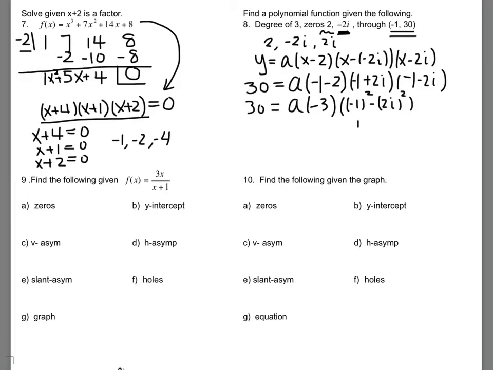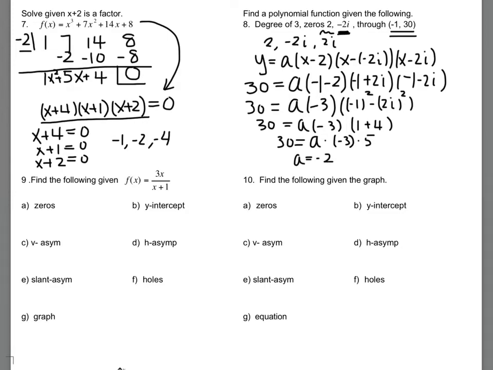So what's -1 squared minus 2i squared? -1 squared, we have 1. 2i squared, that's -4, since i squared equals -1. So minus -4 becomes +4. So 1 plus 4, which is 5. And then multiply it by -3. So we have 30 equals a times -3 times 5, which is -15. Divide both sides by -15, and we have a equals -2.